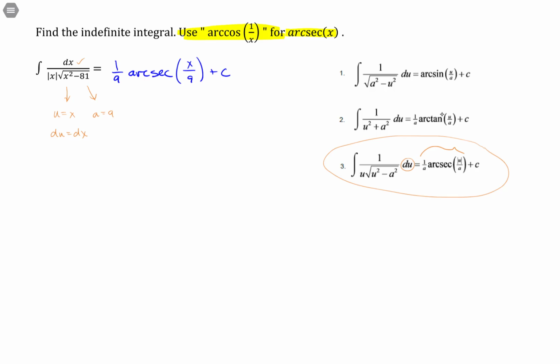As I said, you don't have to change this into arc cosine. If you did, you would just write it as arc cosine, and you have to invert the input here, so it becomes 9 over x plus c. But again, that's not necessary. The system recognizes arcsecant as a function now.